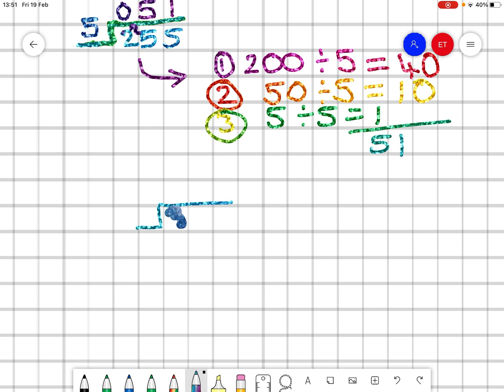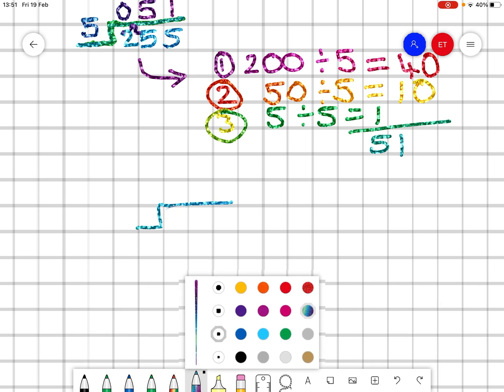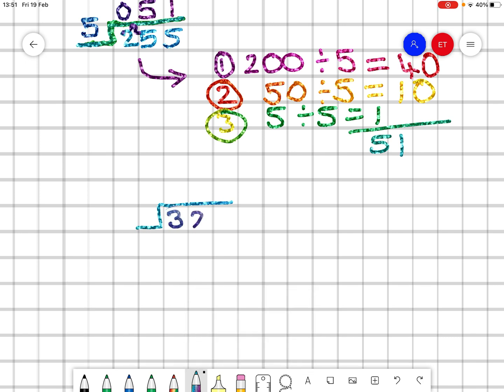300. Why is that gone thick? I'm sure I'm entertaining you greatly with me learning how to use this. So let's say we had the number 321. Okay, so we're going to divide it by 3.